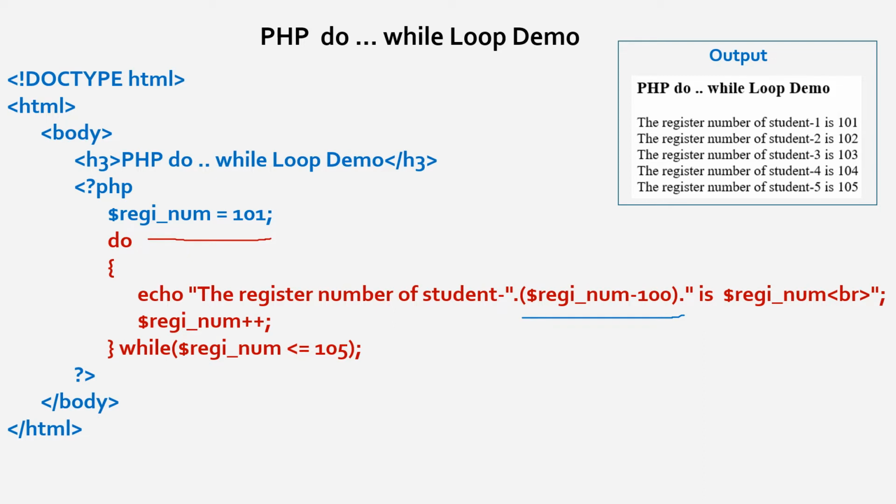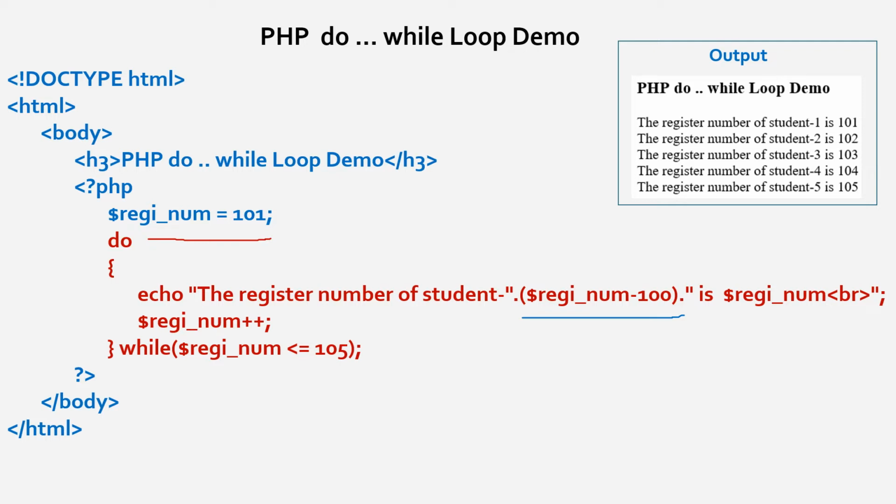So here, register number 101 minus 100 means we will get 1. Then 102 minus 100 we will get 2. That is for displaying this only. That will keep on reading, but that is the initial thing. Initially that will allow you to enter into the loop. Here only the condition is checked.